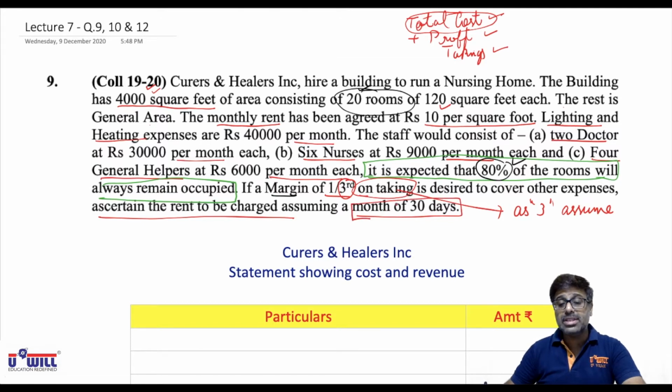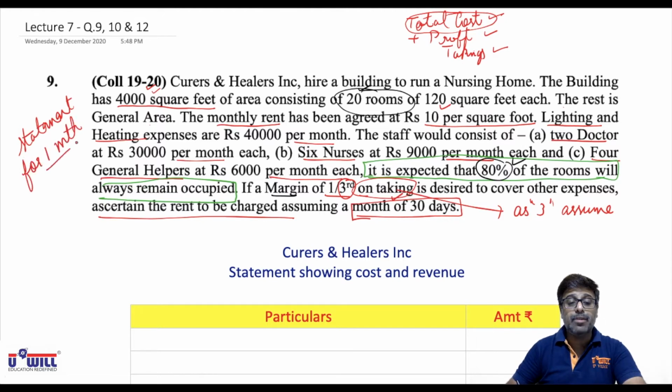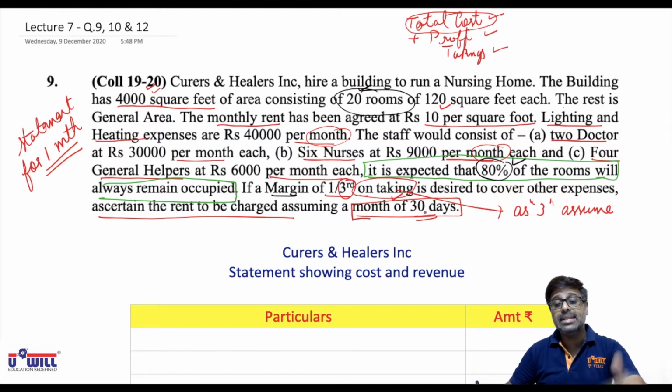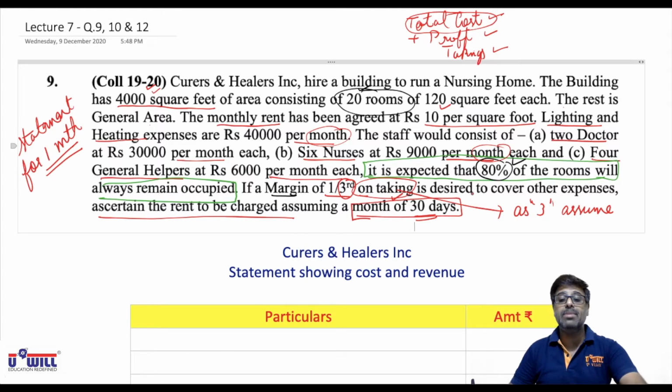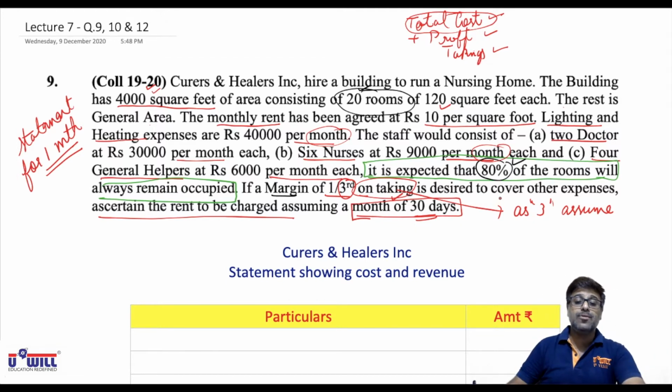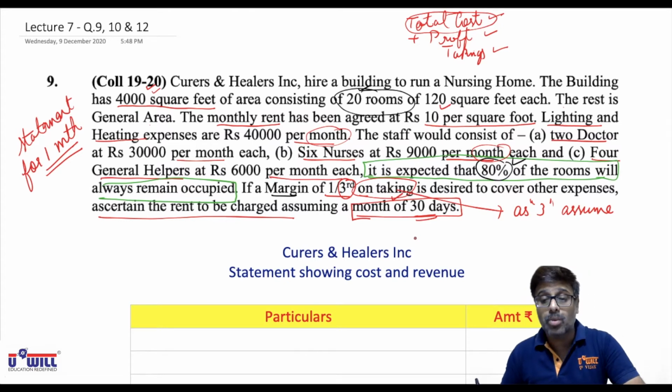Since all the information is given for 1 month and a month is of 30 days, we have to make the statement for 1 month only. We don't have to make the statement for 1 year. All expenses are given monthly. Moreover, in the last sentence also, assuming a month of 30 days means 16 rooms into 30 days, 480 rooms will be able to recover the money. All information is for 1 month, so we'll make the statement also for 1 month.